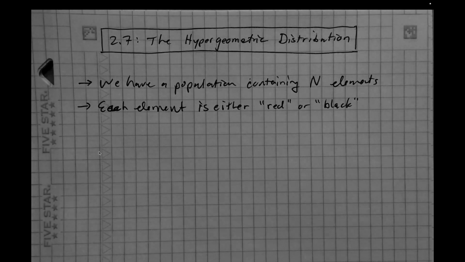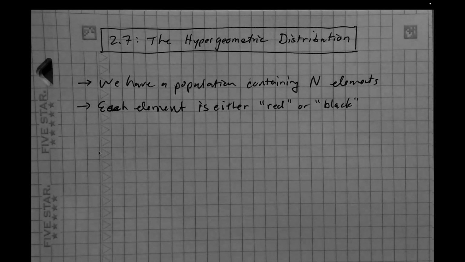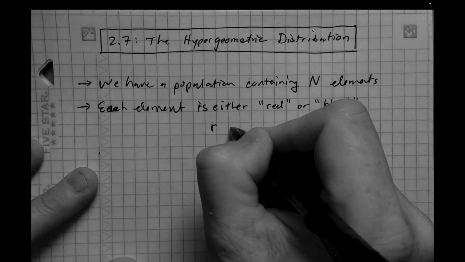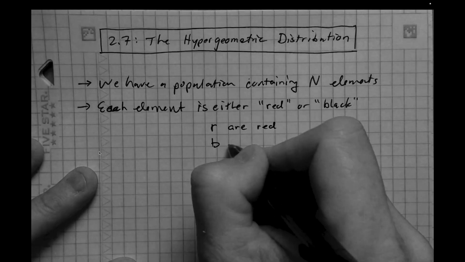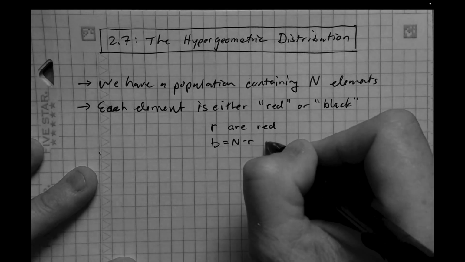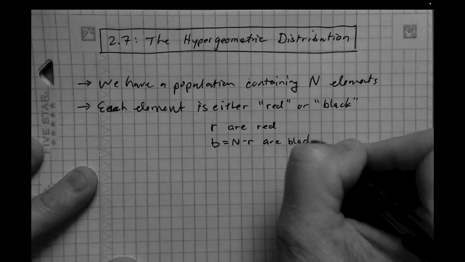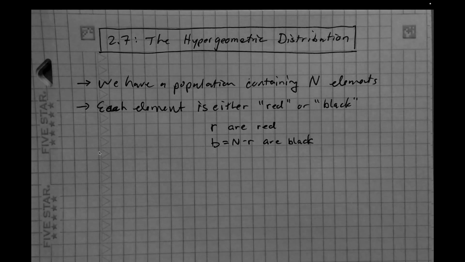And we say red or black, or yes or no, or on or off, or up or down, or whatever. There are two characteristics of interest, and each element has exactly one of them. In this case, we're saying red or black. We'll specifically assume that R of them are red, and B equals N minus R are black. So B plus R is N, and everyone is either red or black.